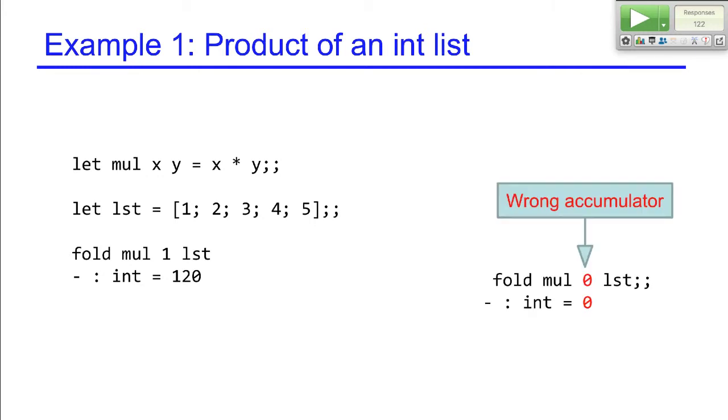An easy mistake you make: if you send the wrong accumulator, 0, the whole result will become 0, because it takes 0 multiply 1, and the result is 0. Then the new accumulator is 0. So if you keep multiplying everything, eventually you get 0. So you have to be careful here, right?